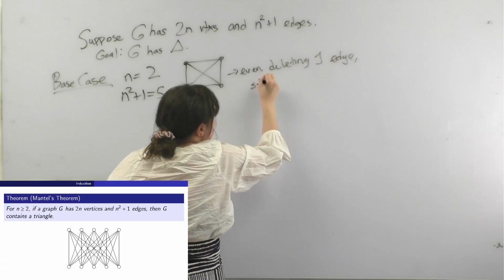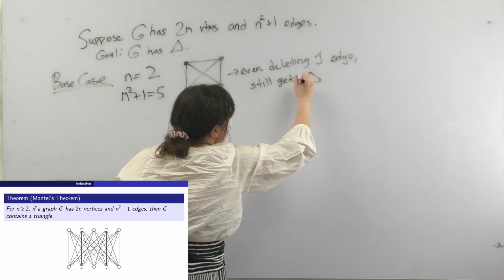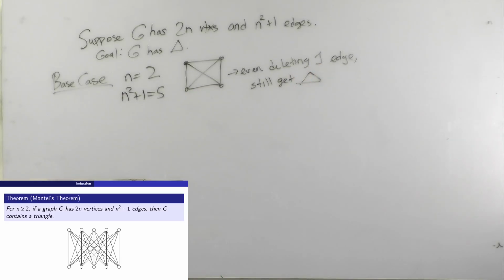I still get a triangle left over. Actually, I'll get 2 triangles. Okay, so for 4 vertices, we can't put 5 edges in and be triangle free.